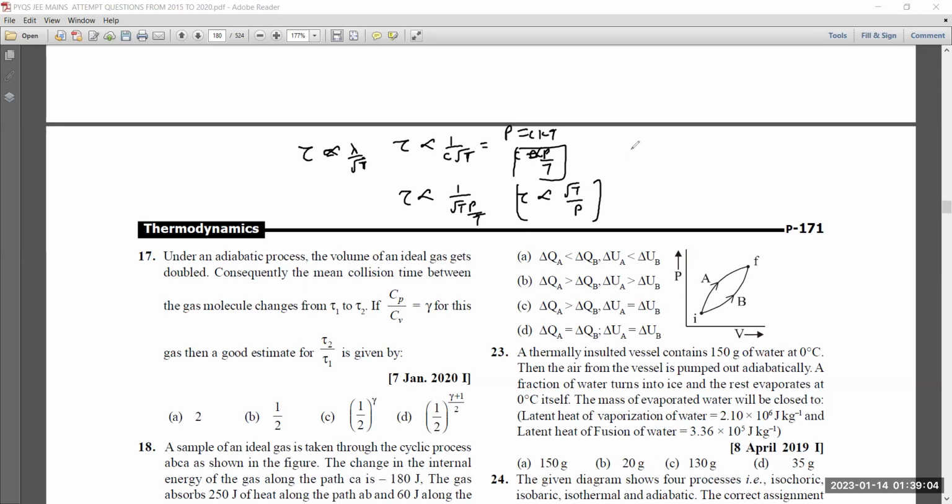So you can also write it in terms of volume, because they want the answer in terms of volume. What is given? The volume is doubled, right? So the volume relation is given to you, right? PV equals nRT, so P we can replace by T by V, right? Just replace P by T by V, which is again V by root T. I mean, all proportional. So tau 2 by tau 1 is how much? How much? V2 by V1 into under root of T1 by T2, isn't it?